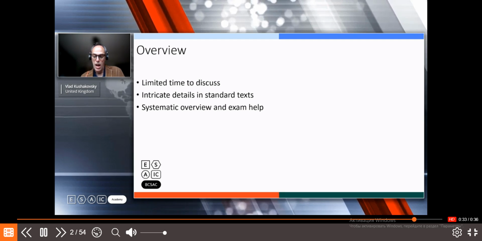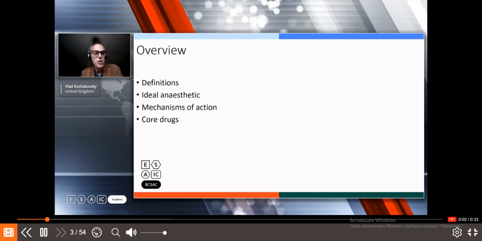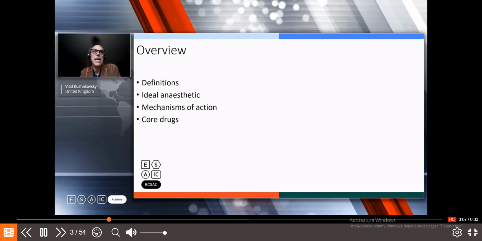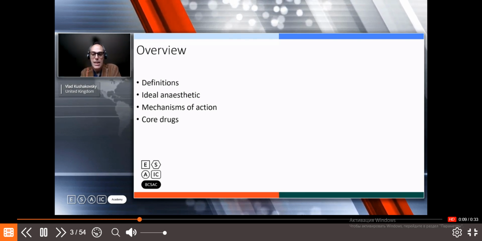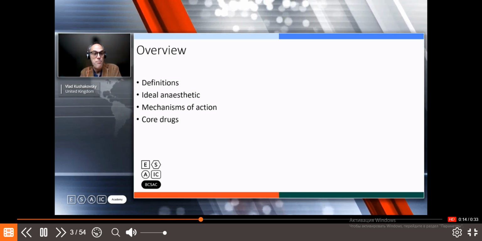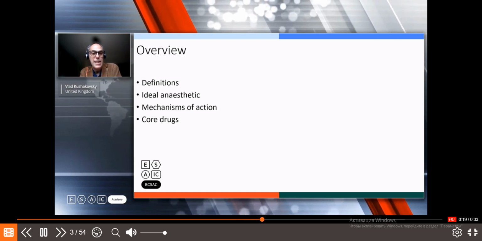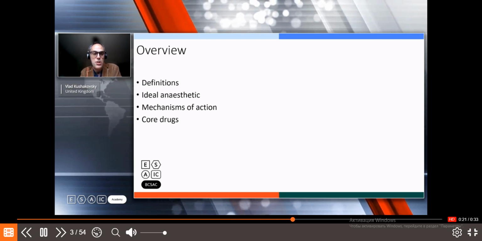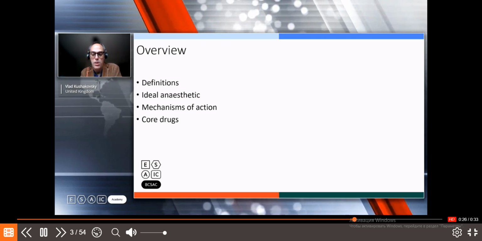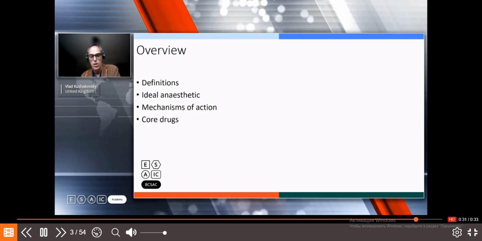So what are we going to talk about then? We're going to talk about some definitions, and definitions are very important because if you produce a definition, it immediately allows an examiner to know that you have a pretty good idea what you're talking about. We talk about ideal anesthetic. We'll briefly touch on mechanisms of actions of some common intravenous anesthetic agents, and we'll look at some core drugs.